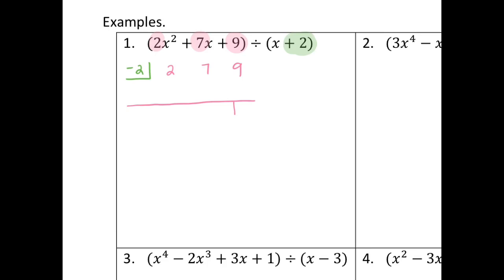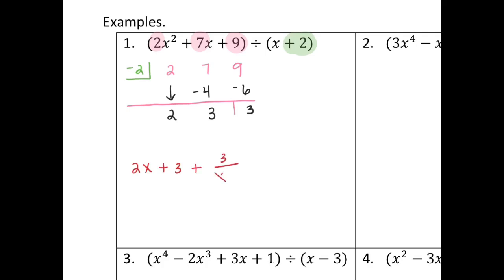So to start, the first thing we're going to do is drop the leading coefficient, which is 2. Then multiply 2 by the number in the box, which gives me -4. Write that under 7. Then combine in the column. Repeat. 3 times -2 is -6. Combine in the column. Now, I like to work from the back to the front. So then our answer will end up being 2x plus 3 plus 3 over x plus 2.